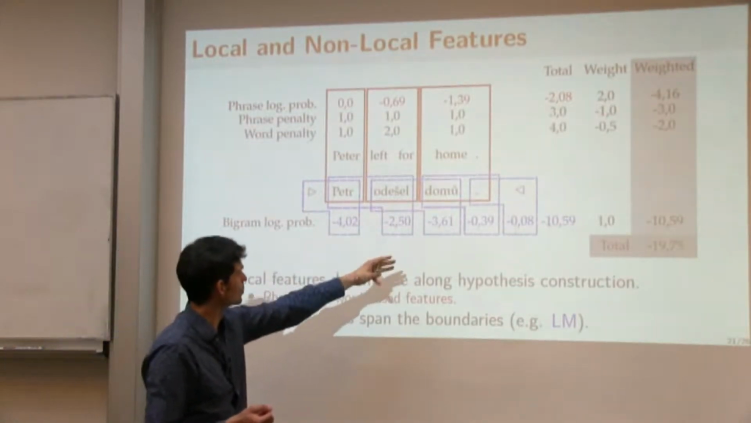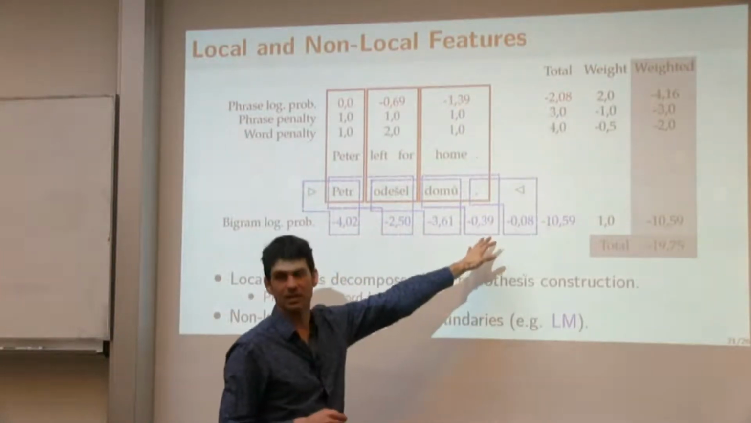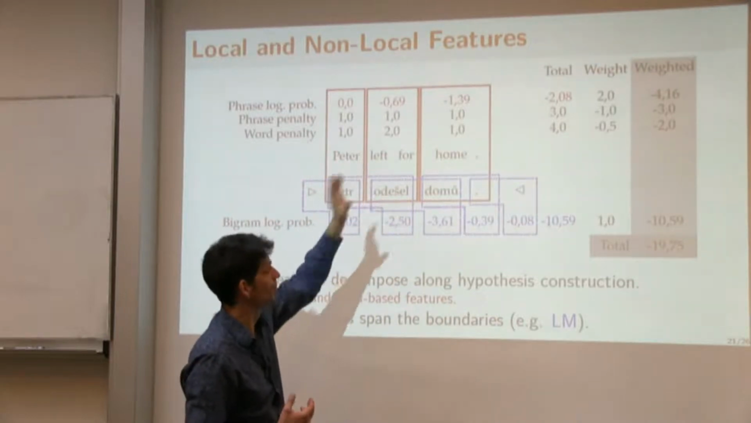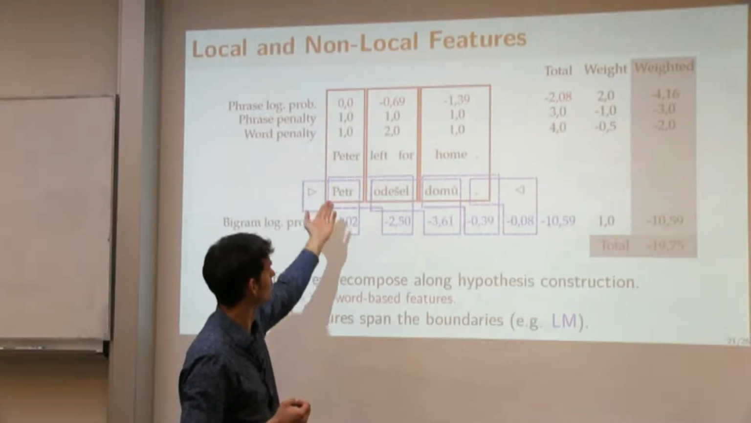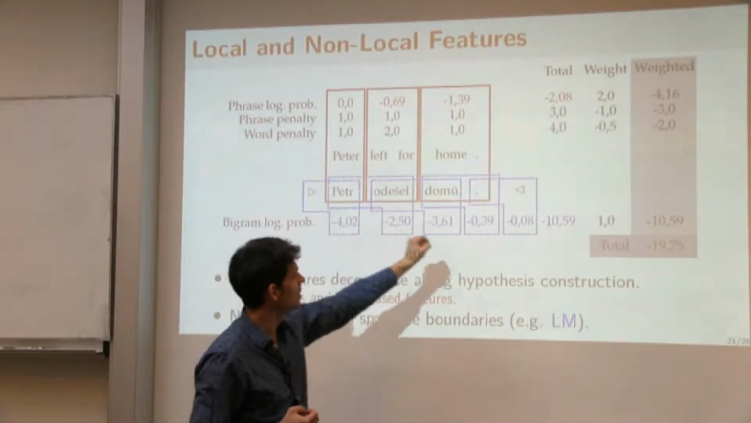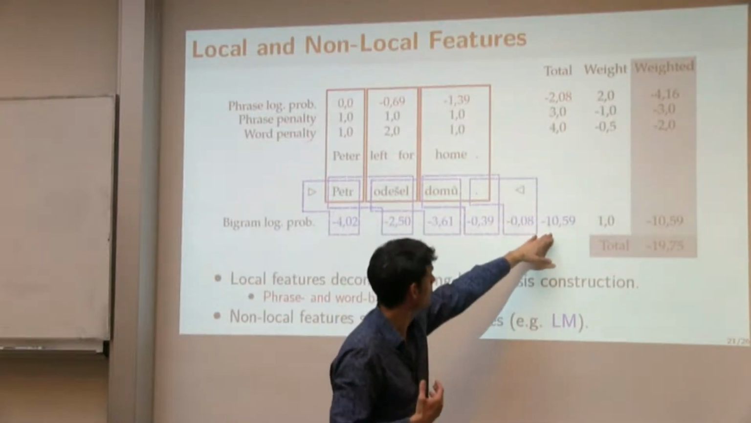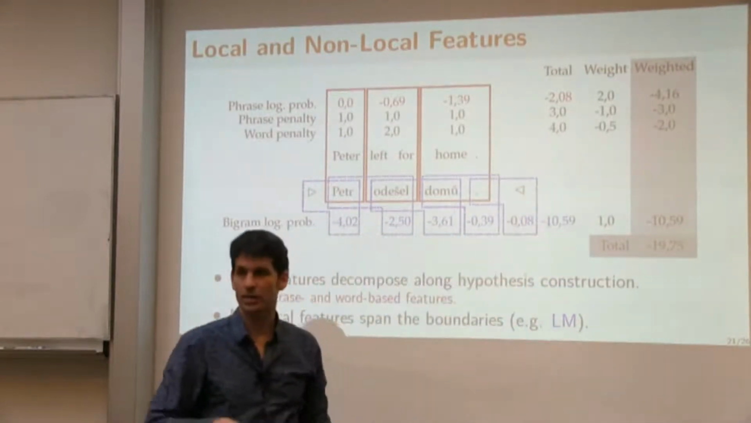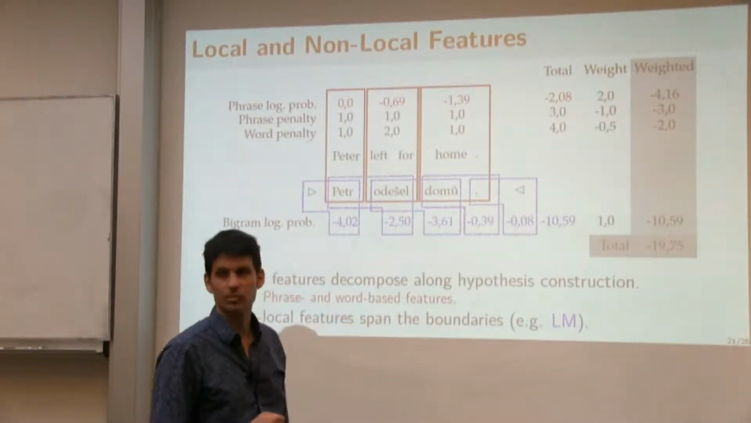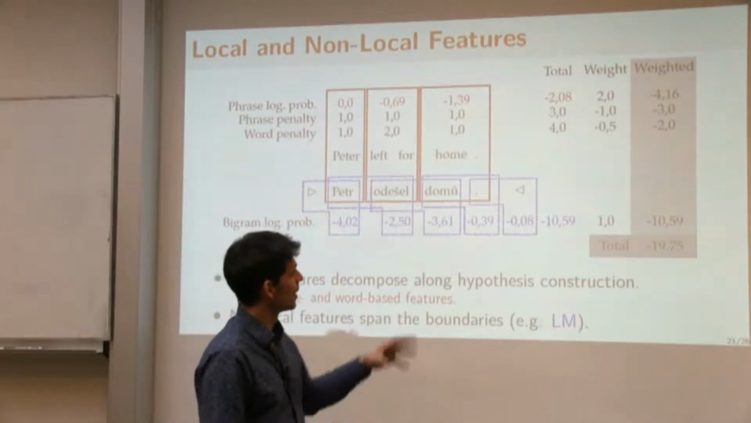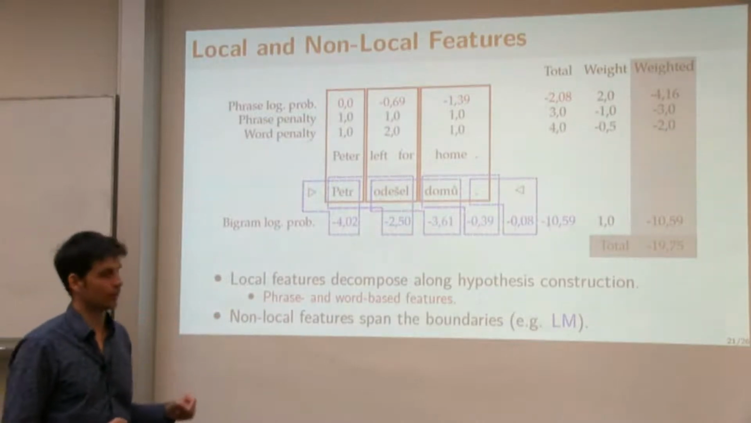For the language model scores, the same thing applies. You sum them. The number of elements in the sum can be different from the number of local phrases, the number of rectangles. There is again some total which is still unweighted. And then there is some weight which is used to mix that total language model feature function into the total. So that's the distinction between local and non-local features.